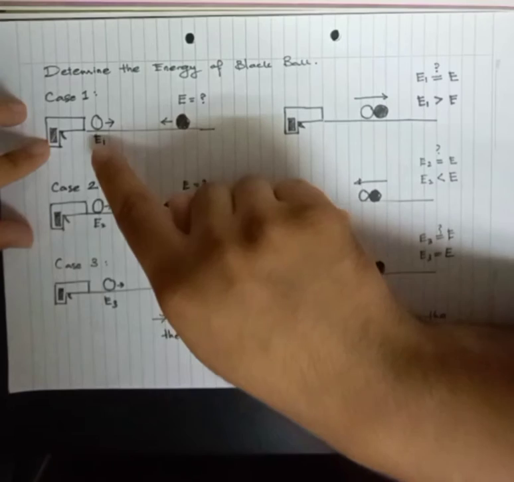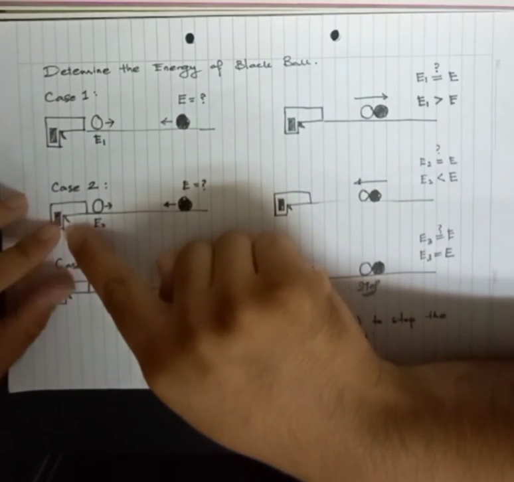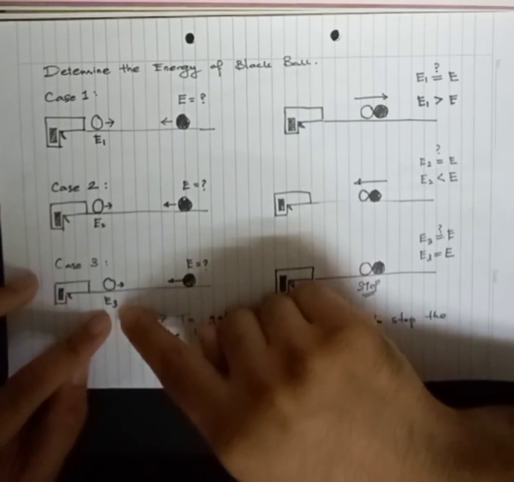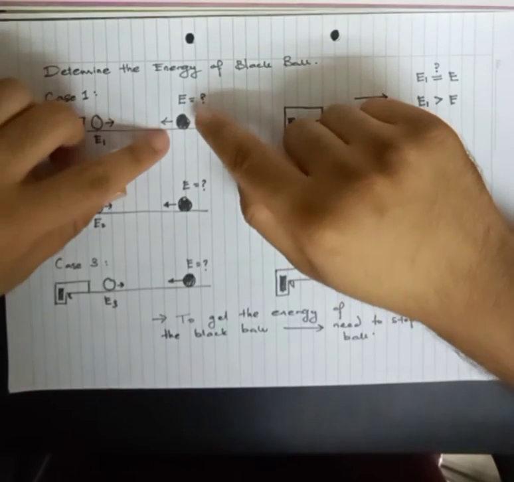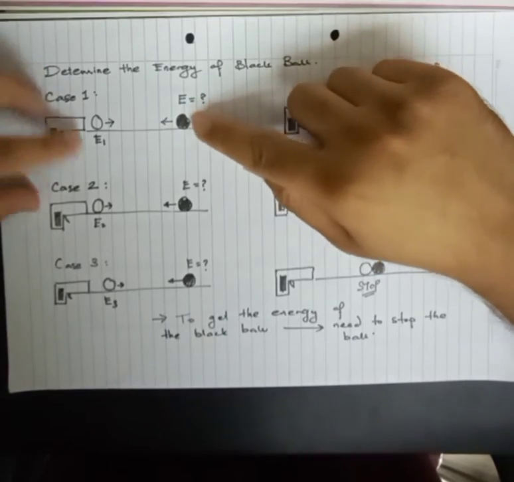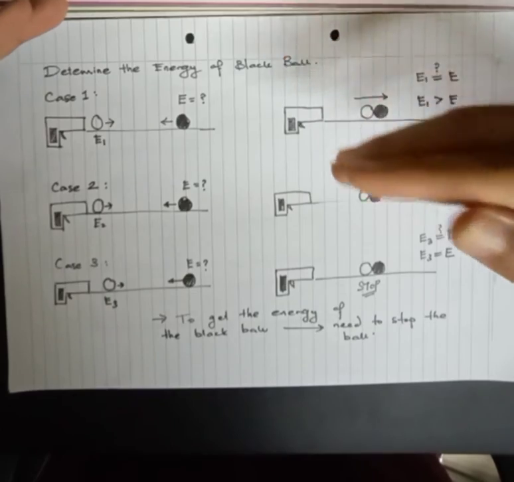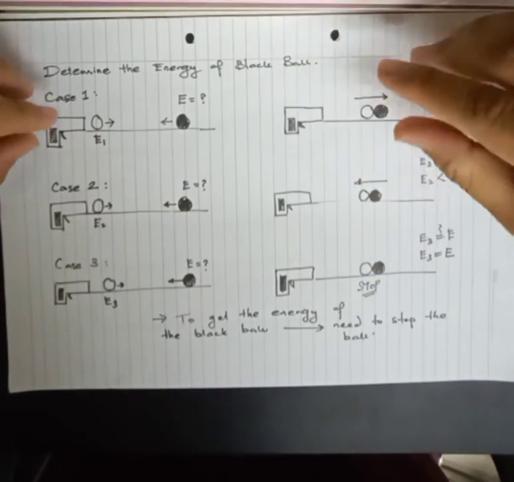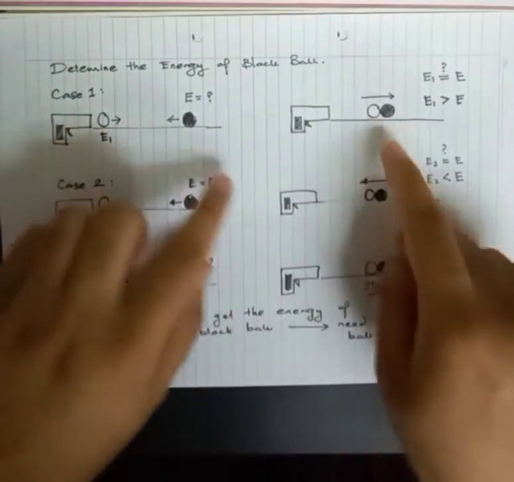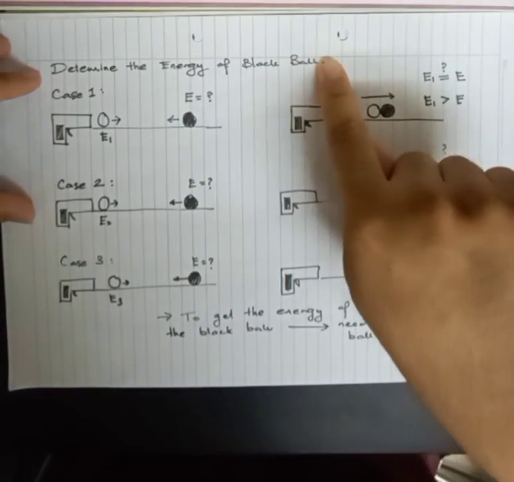Let's say for case 1, we adjust the energy of the white ball to be E1. For case 2, we adjust it to be E2. And for case 3, we adjust it to be E3. There is also a black ball incoming from the other side with unknown energy. We don't know the energy of the black ball. On the right side is what happens next when the two balls hit together. Our task is to determine the energy of the black ball.